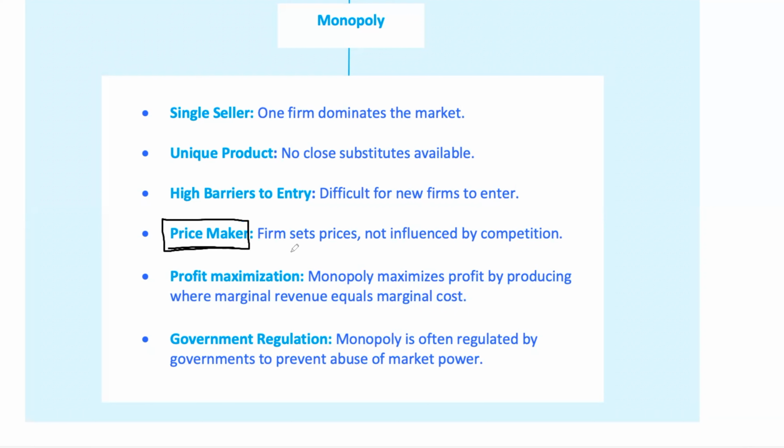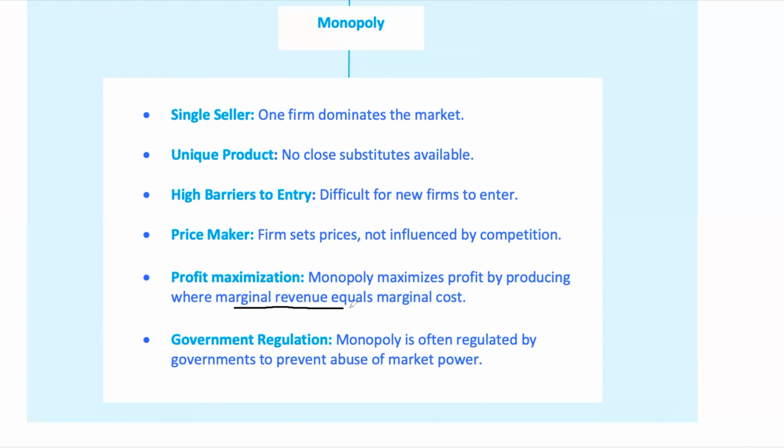Lastly, a monopolist acts as a price maker. Unlike firms in competitive markets that must accept market prices, a monopolist has the ability to set its own prices to maximize profits, given its control over the market. In a monopoly, the firm maximizes profit by producing where its marginal revenue equals its marginal cost. Due to the lack of competition, the firm can earn positive economic profit in the long run. However, monopolies are often regulated by governments to prevent abuse of market power.